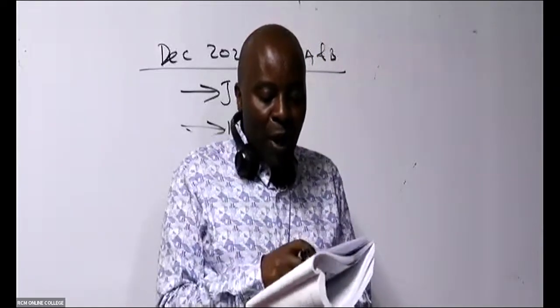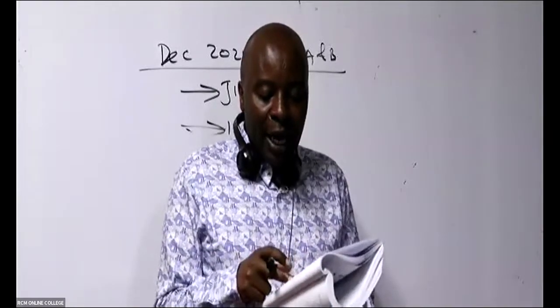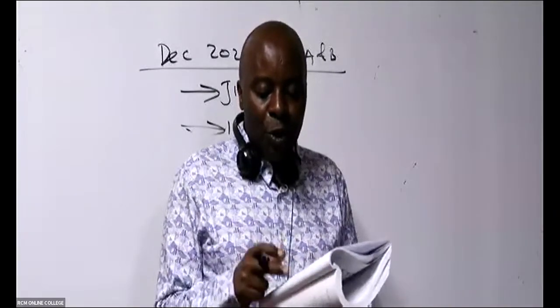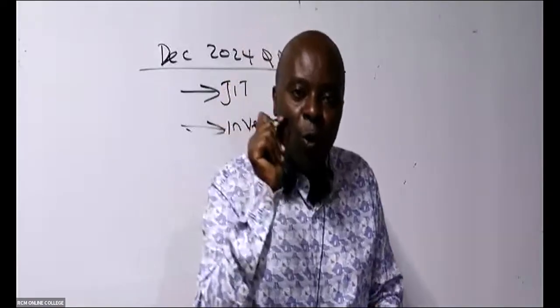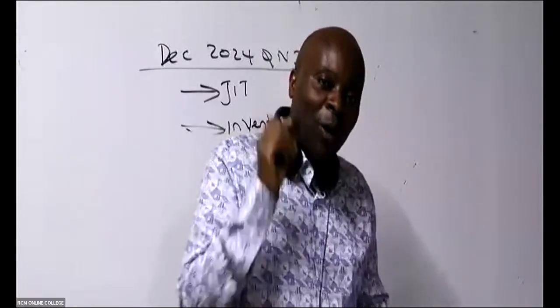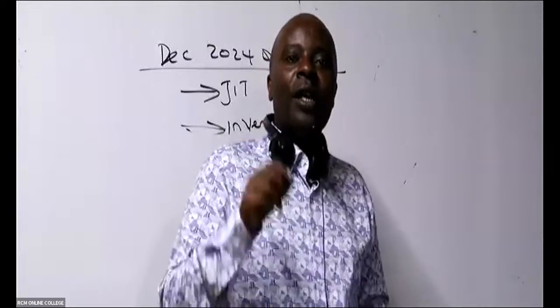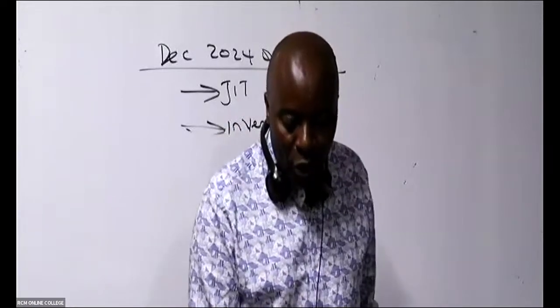So number one, they want me to determine the number of orders per year that the company will place for inventory item F. There is no way you'll be able to get the number of orders before you know the economic order quantity. So the first thing that you ought to have done in this question is to get what we are calling the economic order quantity.